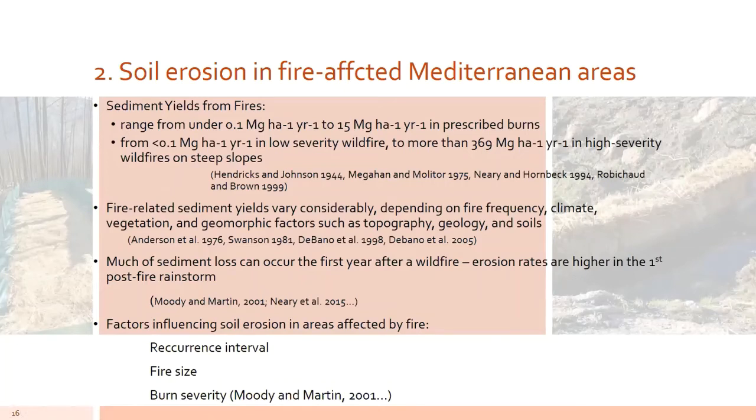One note that is important is that much of the sediment loss can occur in the first year after wildfires, where erosion rates are higher, and factors that influence soil erosion in areas affected by fires are mainly recurrence interval, fire size, and burn severity.